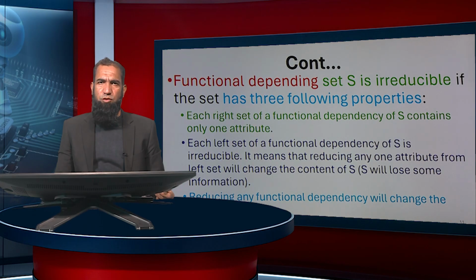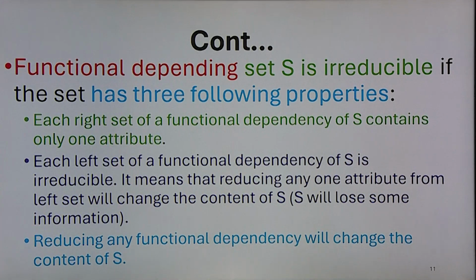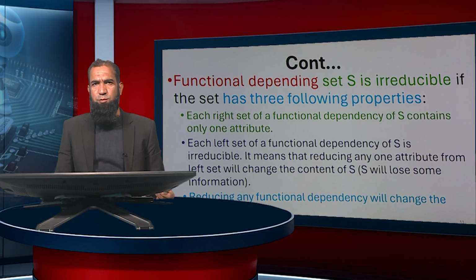Now let's talk about the concept of an irreducible set of functional dependencies, sometimes also called a minimal cover or canonical cover. When we work with functional dependencies, it's often useful to simplify or minimize them to find an equivalent set that contains no redundancy. The resulting smallest possible form is called an irreducible or minimal set of functional dependencies.